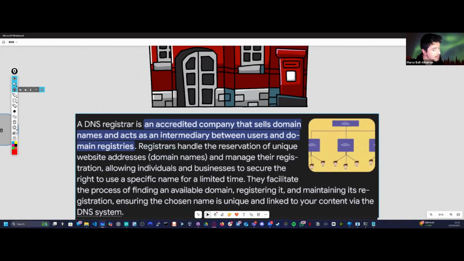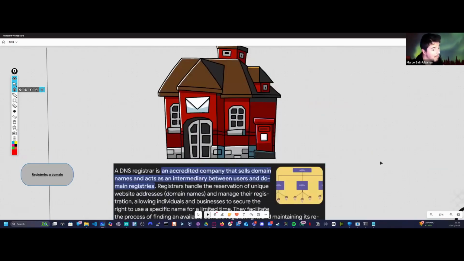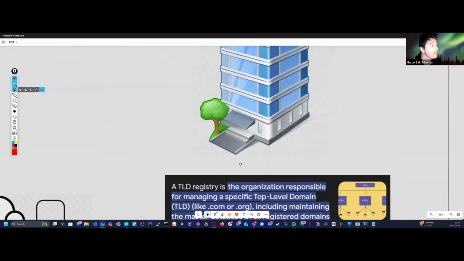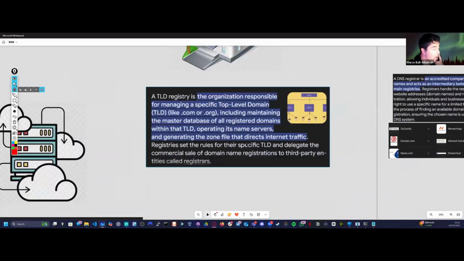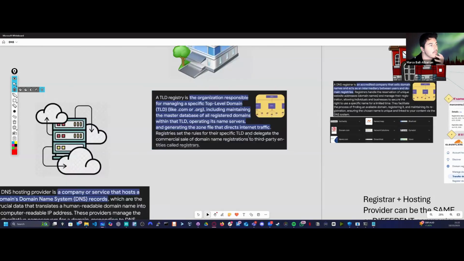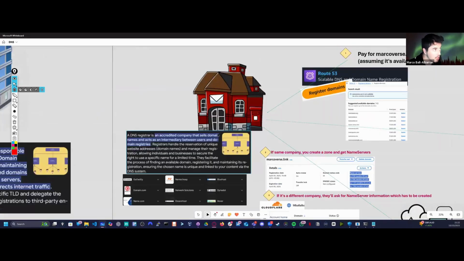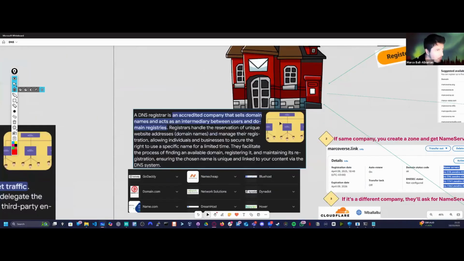And to allow this, the registrar, this red house, must have a relationship with the TLD registry for many top-level domains. So you might use Hover, for example, to purchase a .com domain, a .io domain, a .org domain, or a .uk domain, and so on. For each of these, they're going to communicate with a different TLD registry. So the high point is that the registrar lets you register the domain, okay?